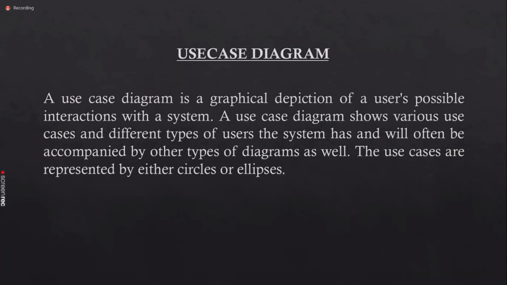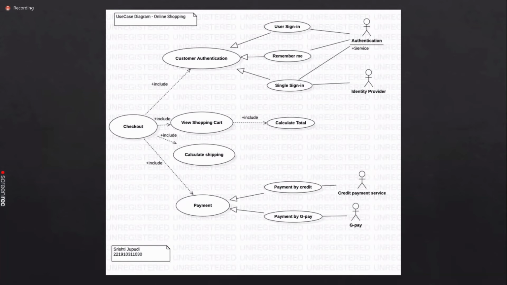Hello, everybody. My name is Srishti Jupudi, and I'm roll number 30 from CS11. Here, I have represented online shopping using use case diagrams. A use case diagram is basically a graphical representation of users' possible interaction with the system, and it is represented by either circles or ellipses. It models the tasks, services, and functions required by the system or the subsystem of an application.